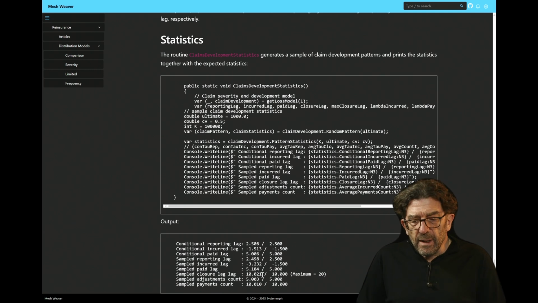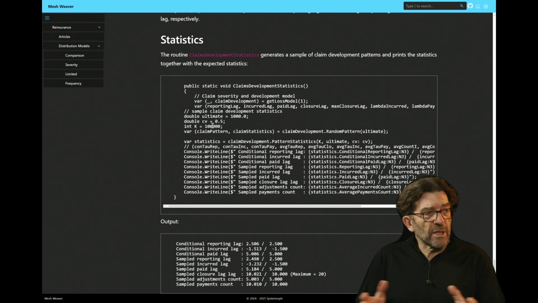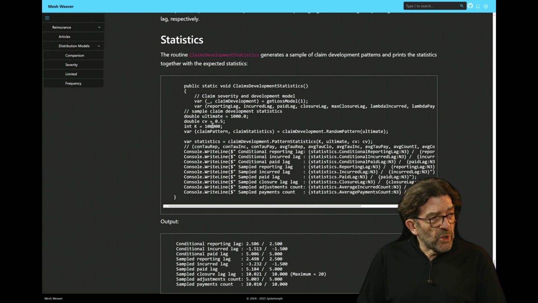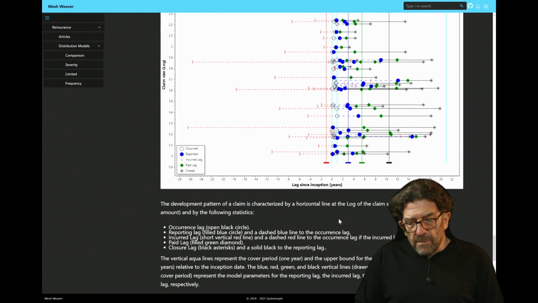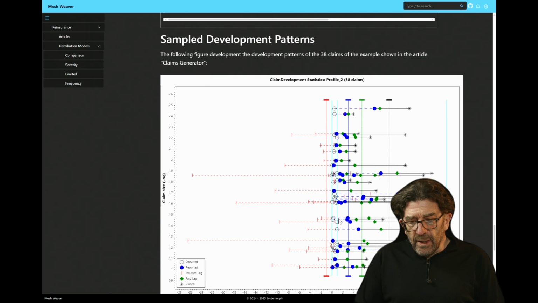Of course, I had a relatively large number of samples. You can see here it's 100,000, so it's not 10 or 20 or 100 claims, it's a large number, but just to show that the approach is actually working. So this is the kind of model which I use to generate claims.